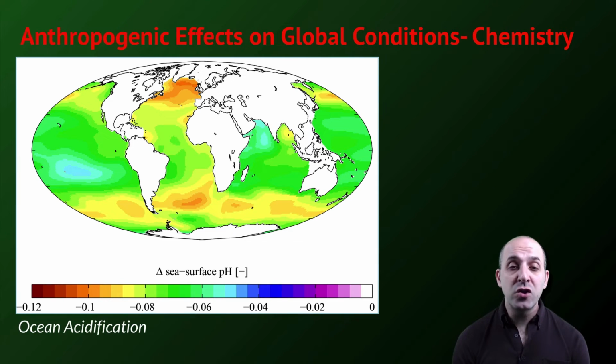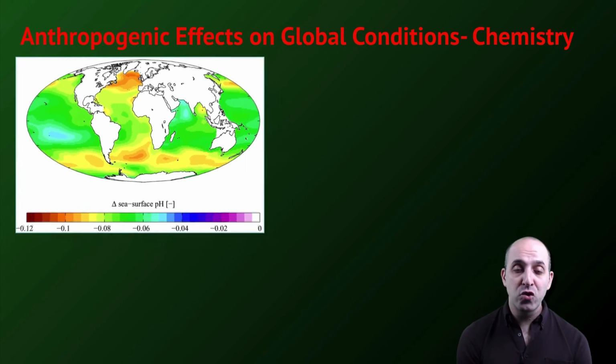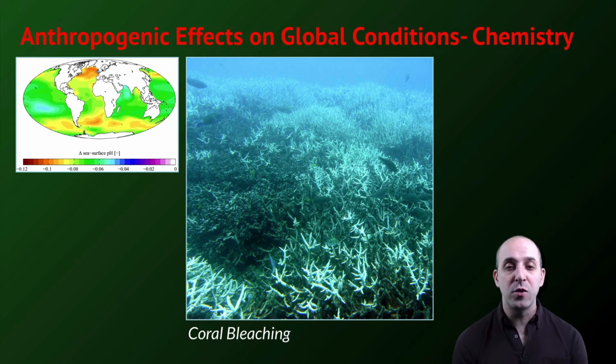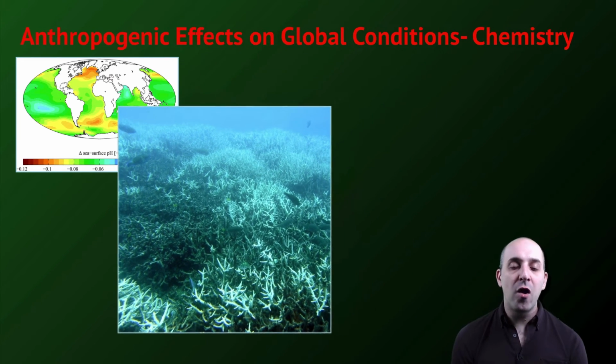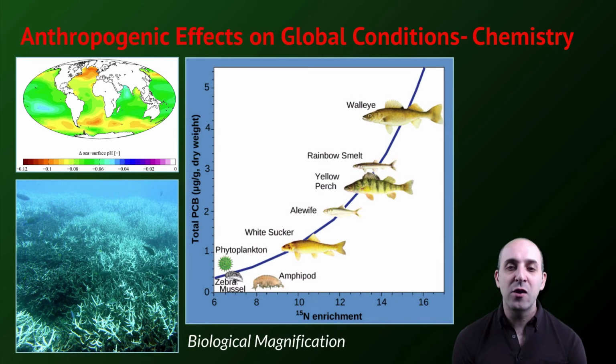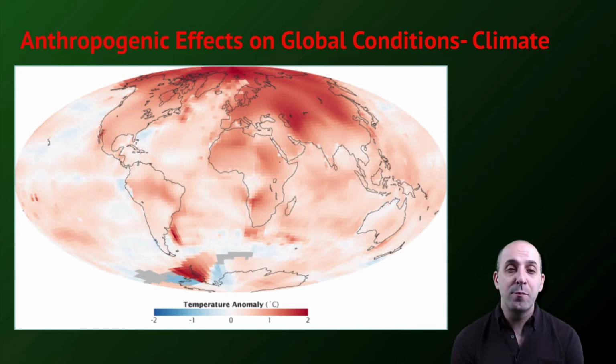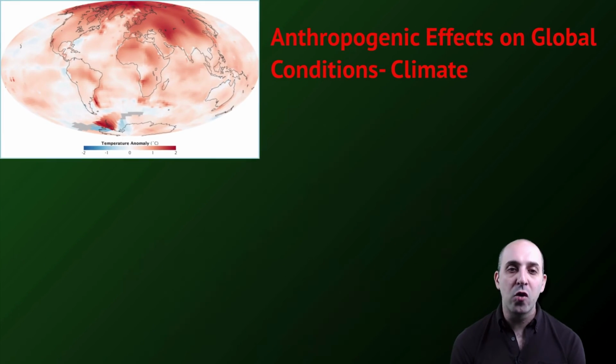The pH of the oceans is decreasing as atmospheric pollution increases, which is helping to contribute to changes such as what we see with coral bleaching. The presence of human-produced toxins in ecosystems moves through the food chain, increasing at higher trophic levels through the process of biological magnification. And of course, the production of greenhouse gases and their release into the atmosphere are having profound effects on our global climate.